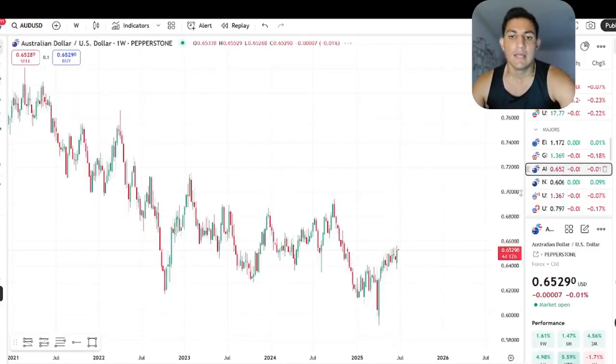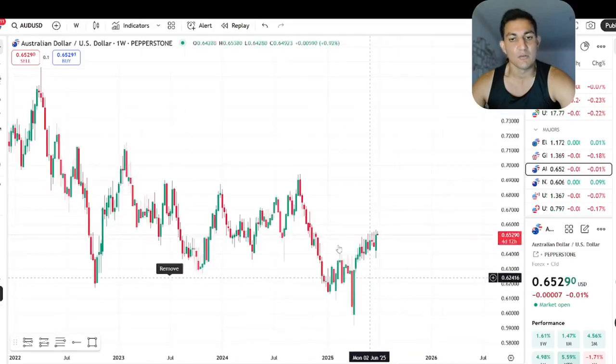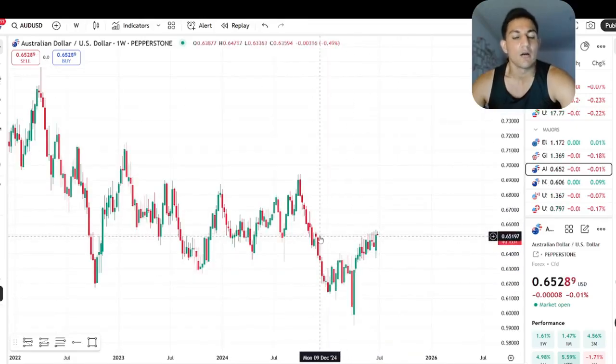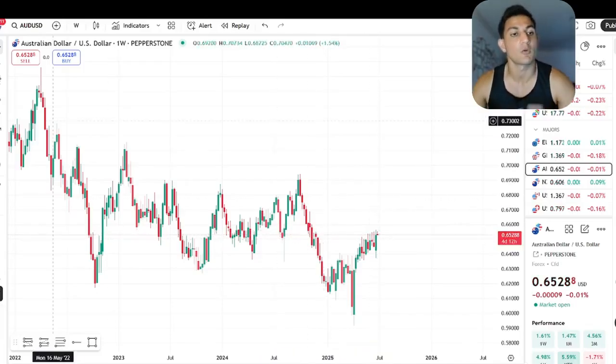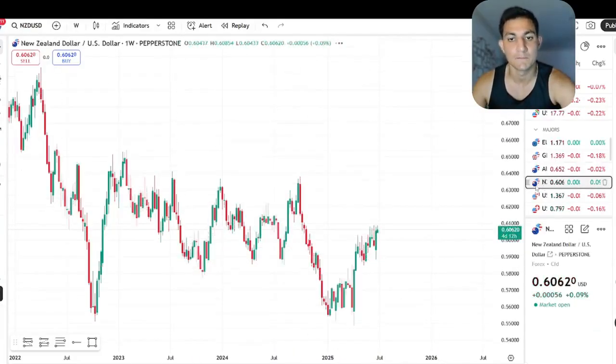So AUD USD, like we said, you do not want to be trading this at all. You can just look at it and think, I don't really know where price is going to go. Exactly, there's no logical targets because it's a choppy market we want to avoid. Big X for this market.